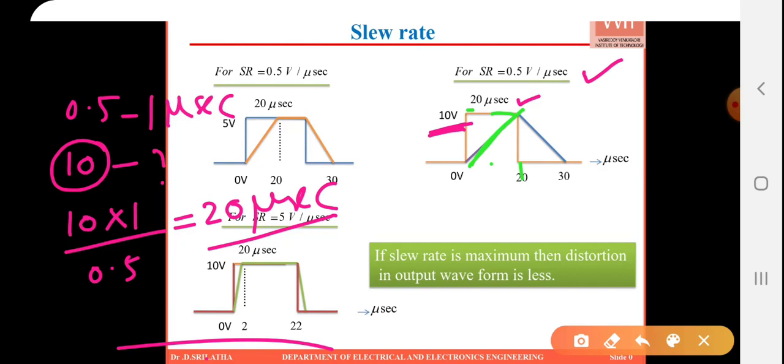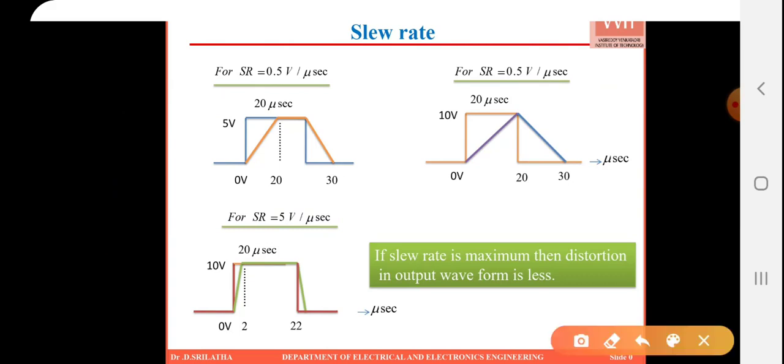And then again here the input suddenly falls down. So that's why output also gradually decreases from 10 to 0 volts. So that's why it requires again one more 20 microseconds. It is 40 microseconds. Like this, the output waveform will change based on the level of voltage to change and the time period as well as slew rate.